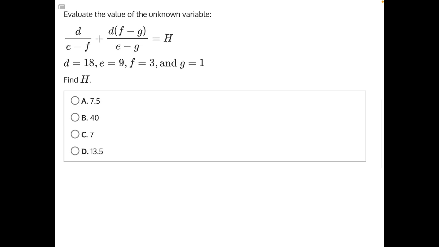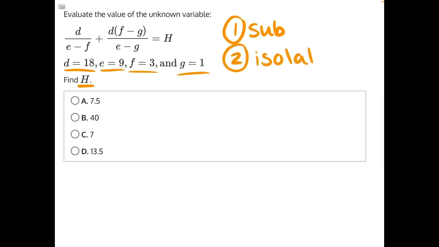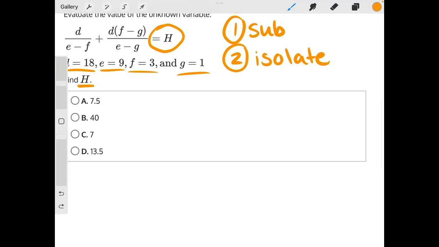To evaluate the value of the unknown variable h, we are given the value of all of our other variables, d, e, f, and g. So we need to do two things to solve this question. We need to first substitute in all of our given values and then isolate the variable we are looking to solve for. In this case, h is already isolated for us, so we don't need to do step 2. All we need to do is substitute in our variables.